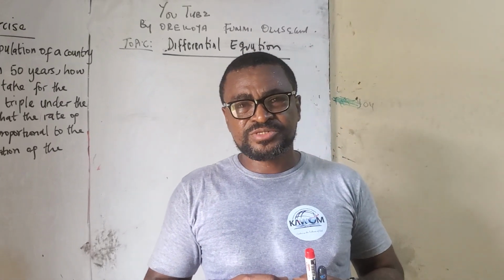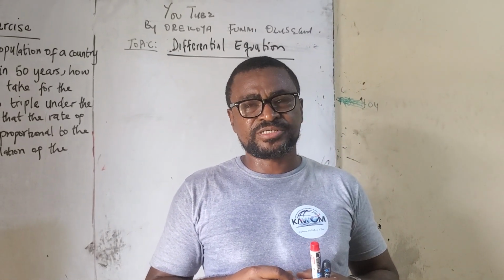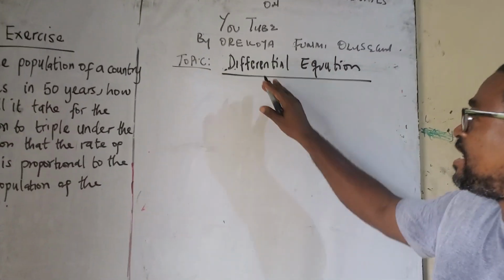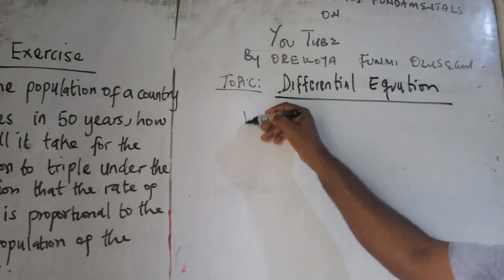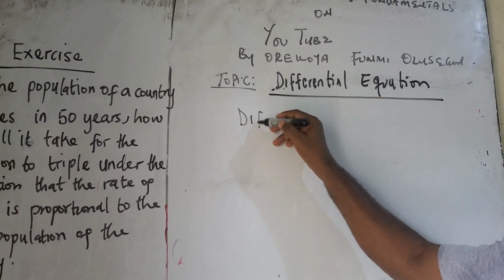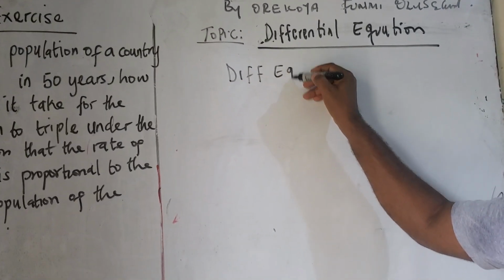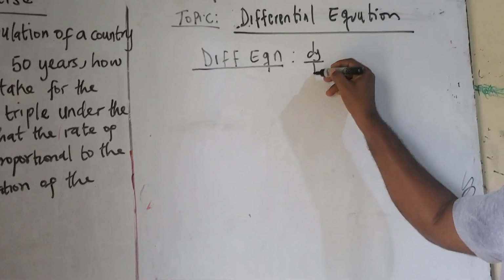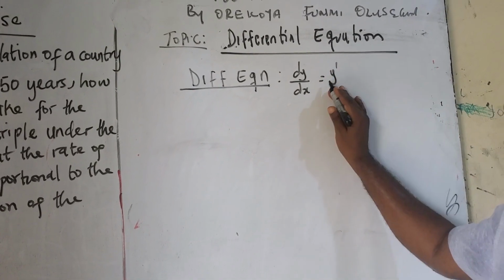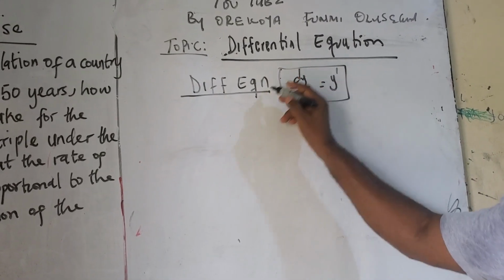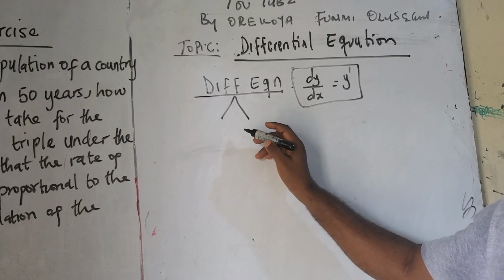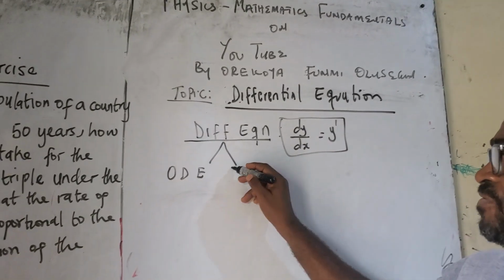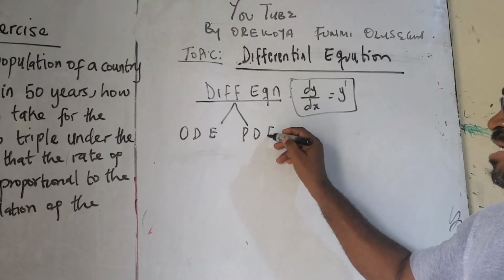Today, we are taking a topic under differential equation. Now, this is an idea of differential equation. Differential equation, I will shorten it. It's an equation that has a derivative, dy/dx, which can be written as y prime. So this differential equation is in two parts. We have what is called ordinary differential equation. Then we have what is called partial differential equation.